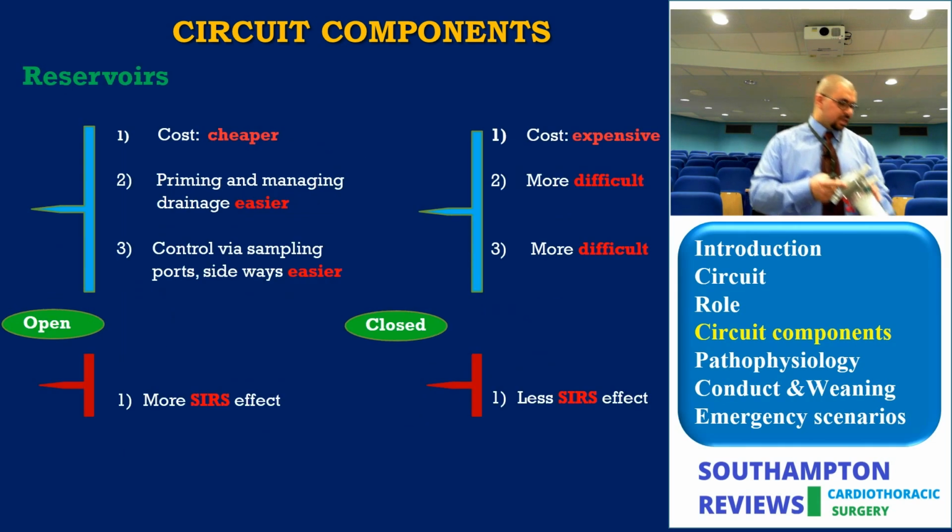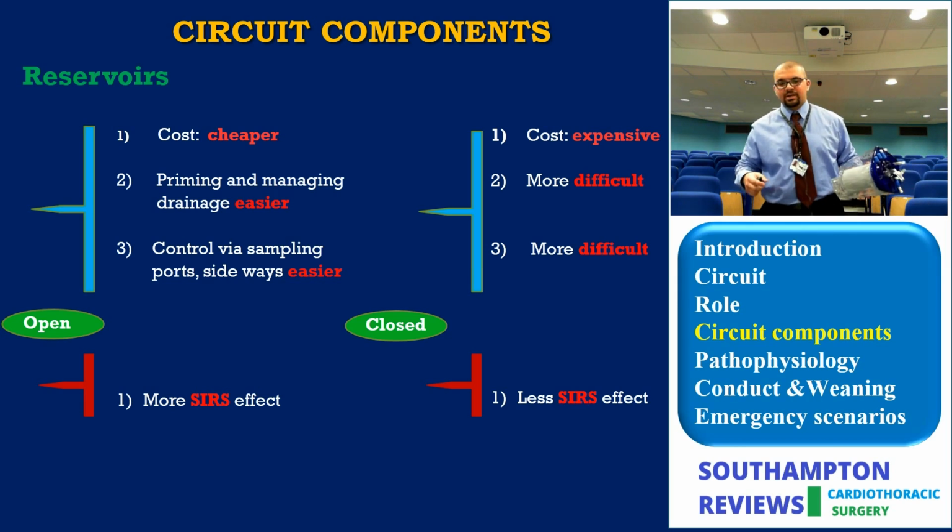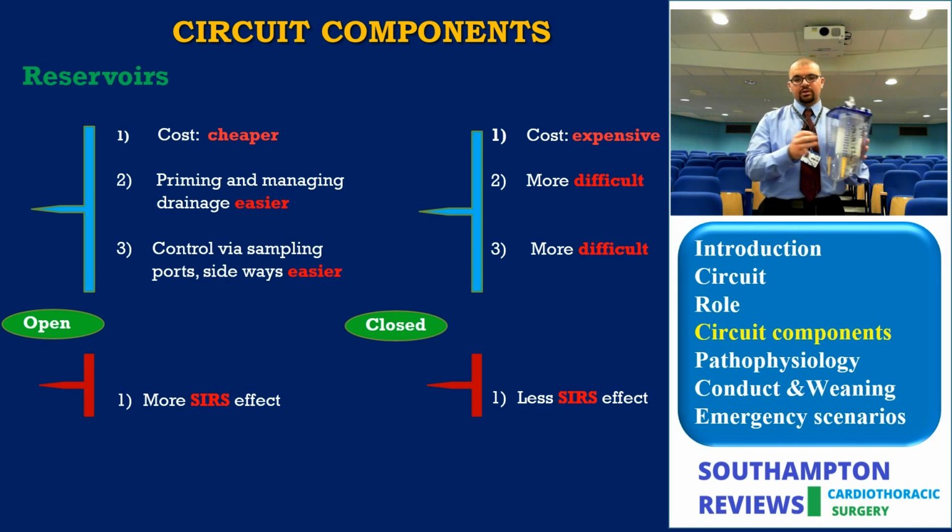Next, we have the reservoirs. Again, one of the types less used these days is the closed container or reservoir. Most commonly used now are the open reservoirs, or they are called hard reservoirs. As you can see, they are hard. The closed reservoirs were made of materials resembling a blood bag. Now, as you can see, it's first of all cheaper than the other reservoir. Second, priming and managing the drainage was easier.